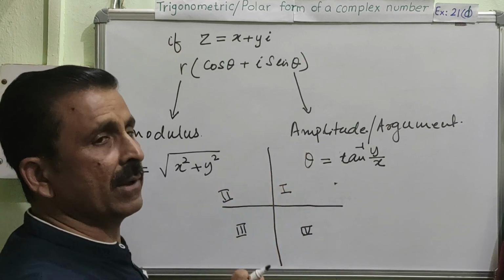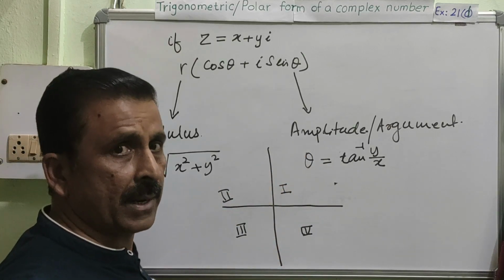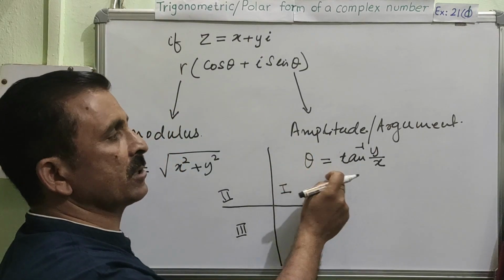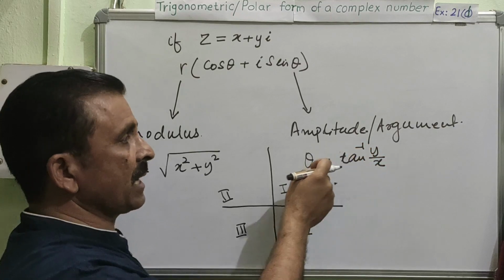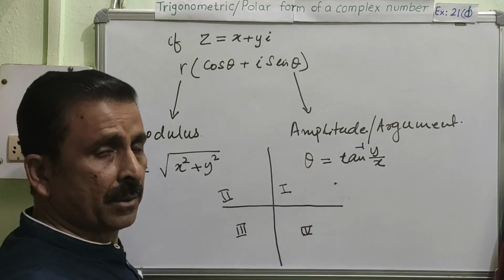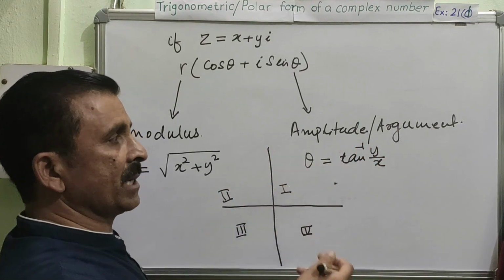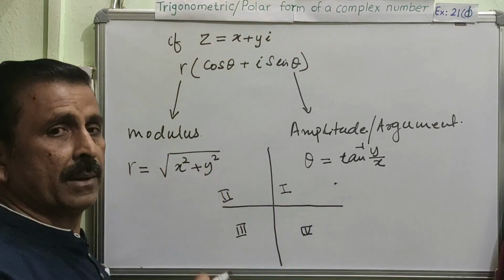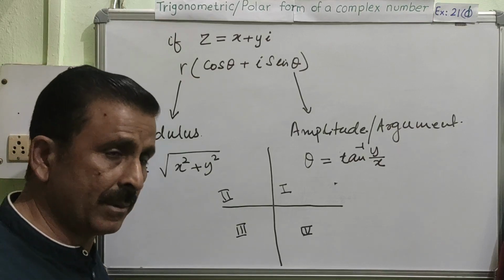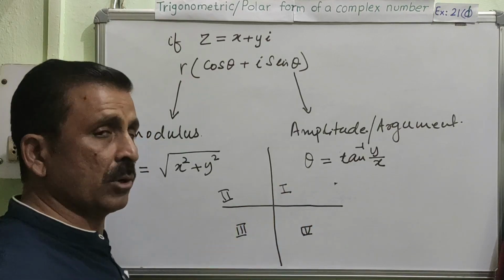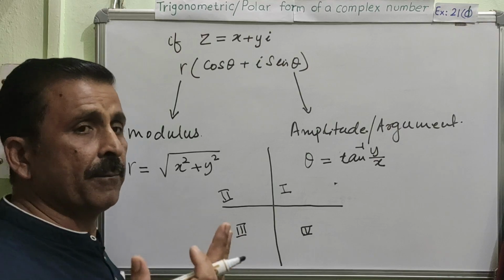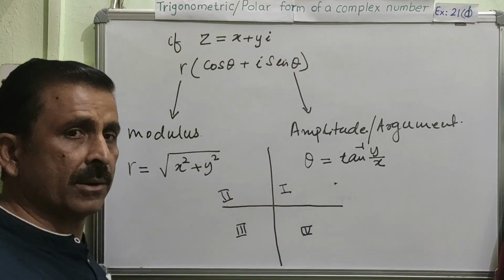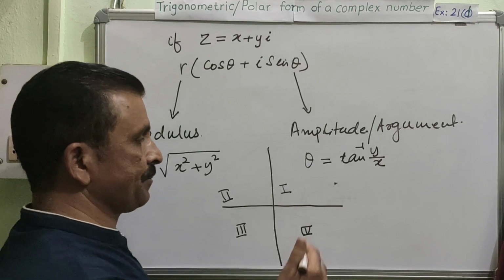We cannot get the direct value of theta. Please be mindful. Listen to me very carefully. Amplitude theta is equal to tan inverse y over x. But this amplitude cannot be calculated directly. This amplitude can be calculated by finding the acute angle made by the complex number. Again I am repeating, this theta can actually be calculated by finding the acute angle made by the complex number. Is it okay? So that is what we are trying to understand.